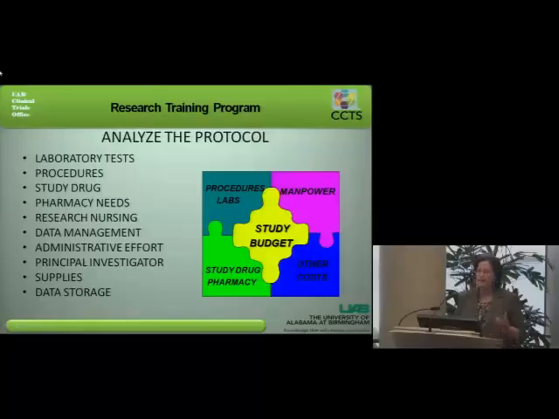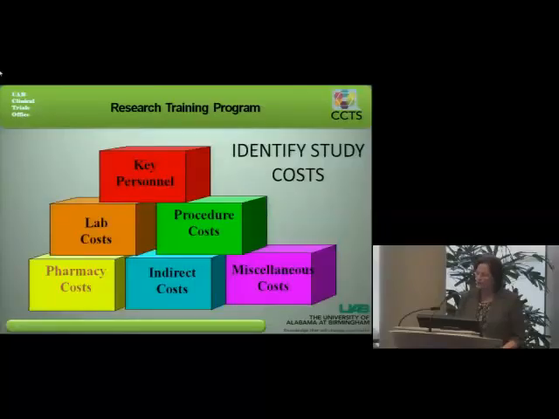Again, think of them as the pieces of the puzzle. You want to look at laboratory tests, procedures, the study drug, or perhaps a device, and that will lead into whether or not you have pharmacy needs. Look at research nursing, data management, administrative effort. What is going to be required of your principal investigator? What supplies are going to be available, and what are you going to do with data at the end of the study? As you're analyzing the protocol, these become your building blocks for your budget.